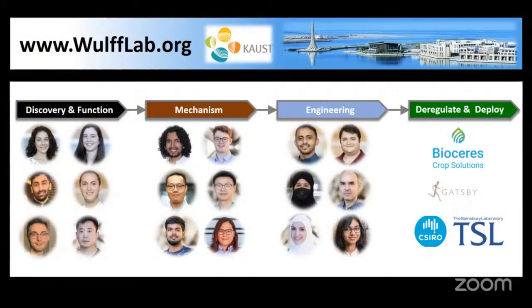So we have our discovery and function. We still continue that. And then we're also venturing out into mechanism. This is a very new area for me. And we're also now starting to do some engineering. And then finally, we have a pathway to impact partner for our deregulation and deployment. And so in this second presentation, I will talk about some of the work that we've been doing in KAUST over the last few years in the area of mechanism.